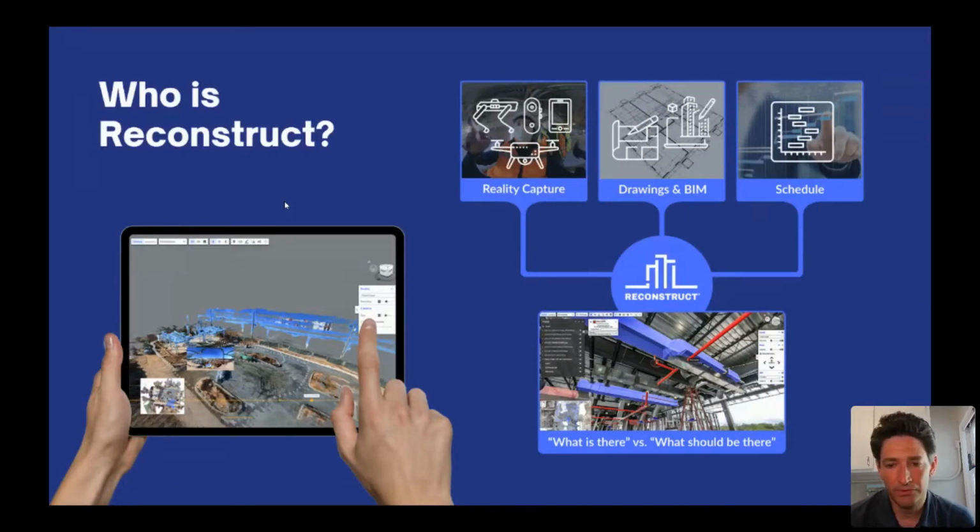Reconstruct combines all 3 of these ingredients to answer one fundamental question over and over again, which is what is there versus what should be there. And we answer that question both from a production standpoint, meaning are things installed on time or are they delayed? And also from a quality perspective, meaning did they get placed in the right spot? Did they get inspected? Have they gone through all the necessary quality checks?